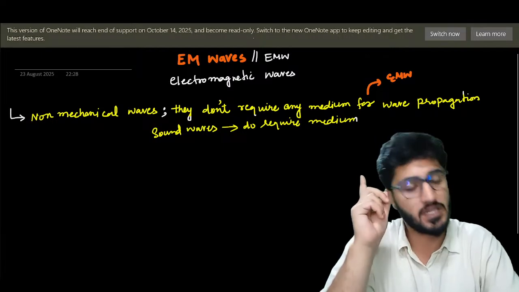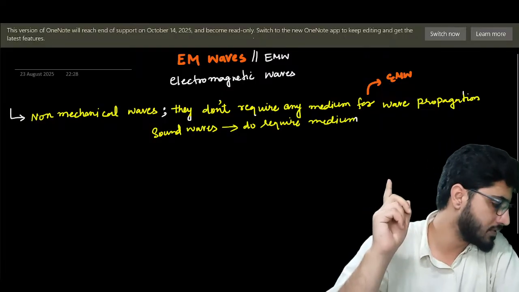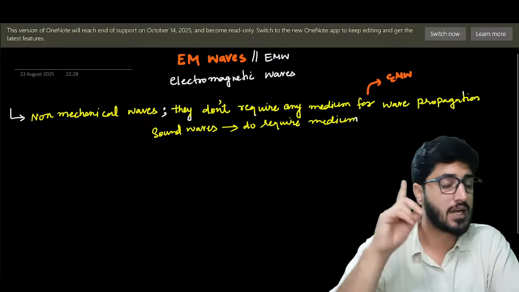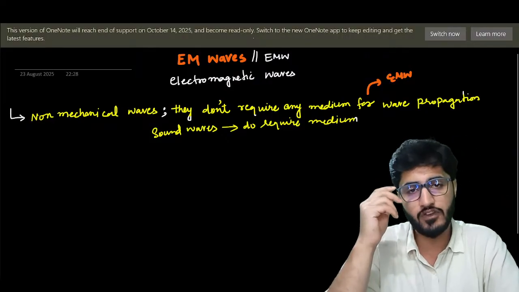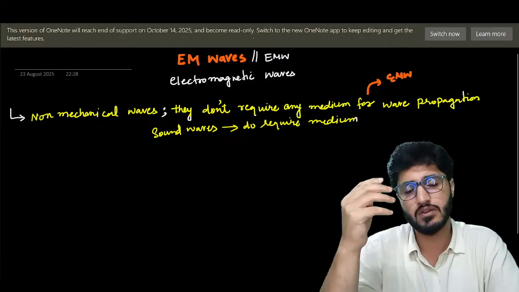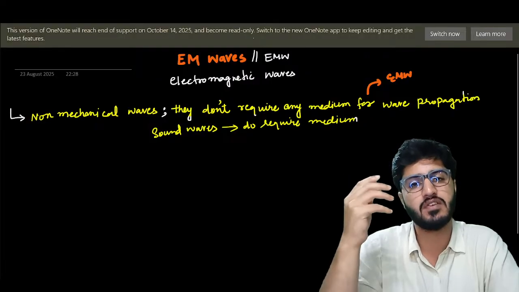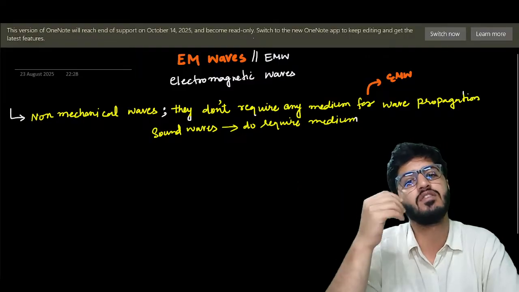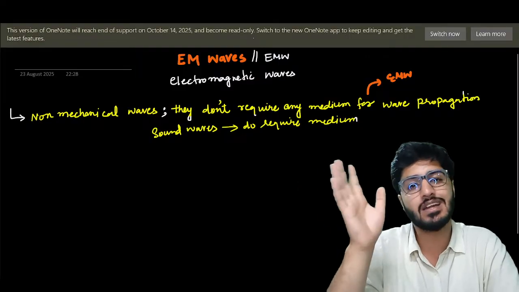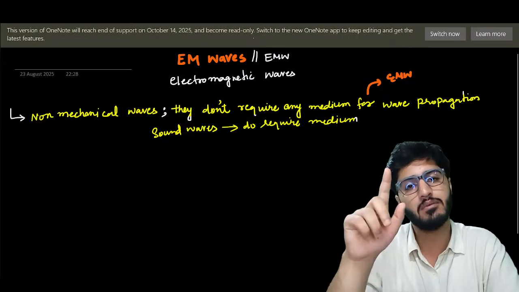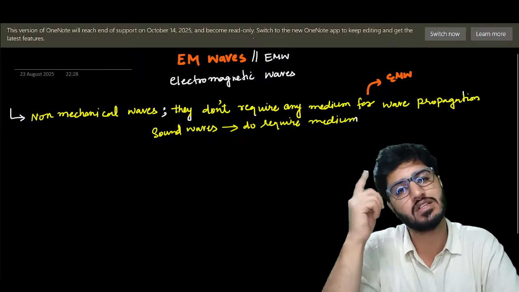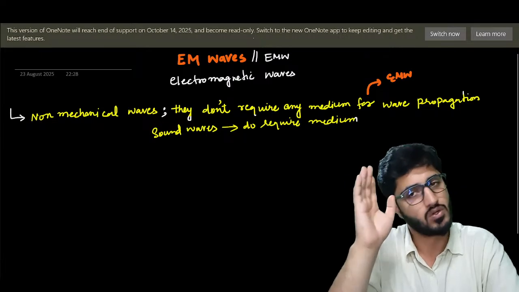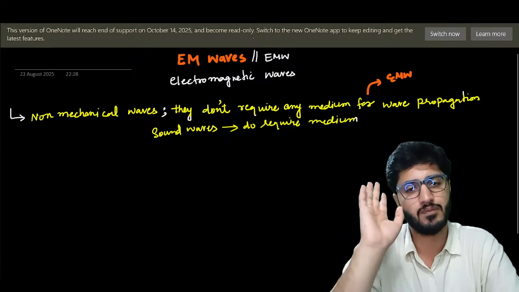Light comes from the sun, and we know that between the sun and the earth there is no medium in between. Light travels in a medium, and also when there is no medium, light travels in vacuum too. So light is a non-mechanical wave.